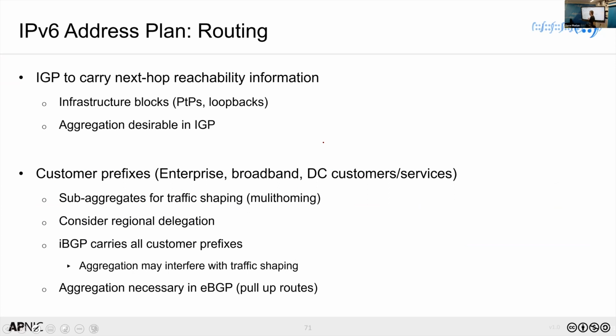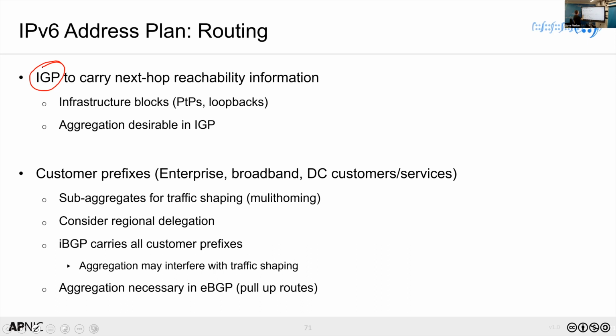So in terms of routing, what do we need to do? Same as V4. It's no different. We use our interior gateway protocol, so OSPF version 3 or ISIS, for our reachability information of our infra. So our point-to-point blocks, our point-to-point addresses, and our loopbacks. If you can aggregate in your IGP, i.e. multi-area OSPF, please be careful. But try and aggregate that block.